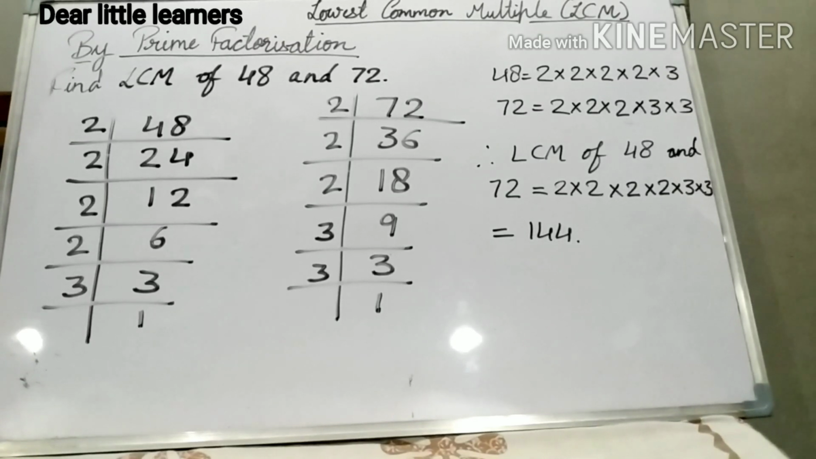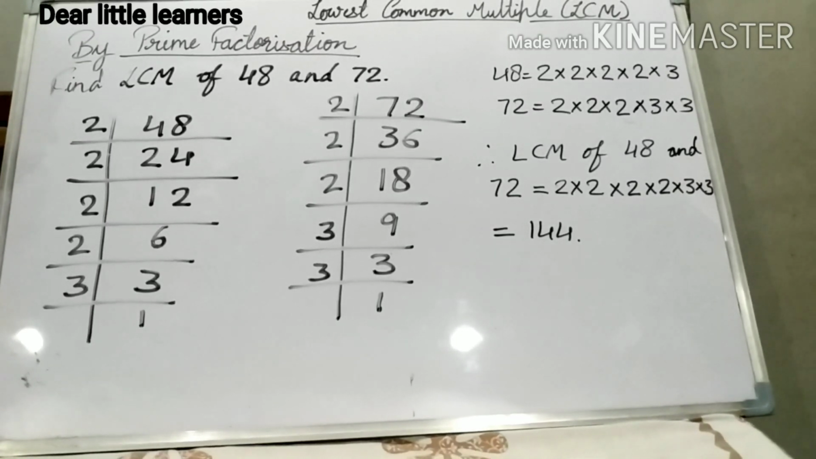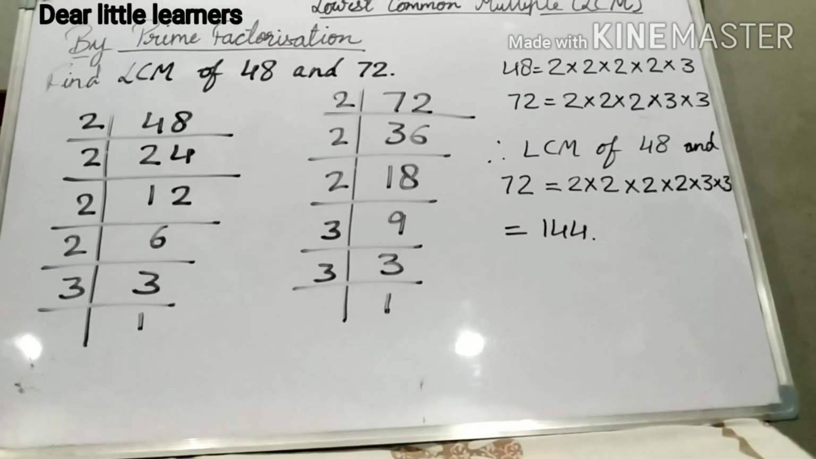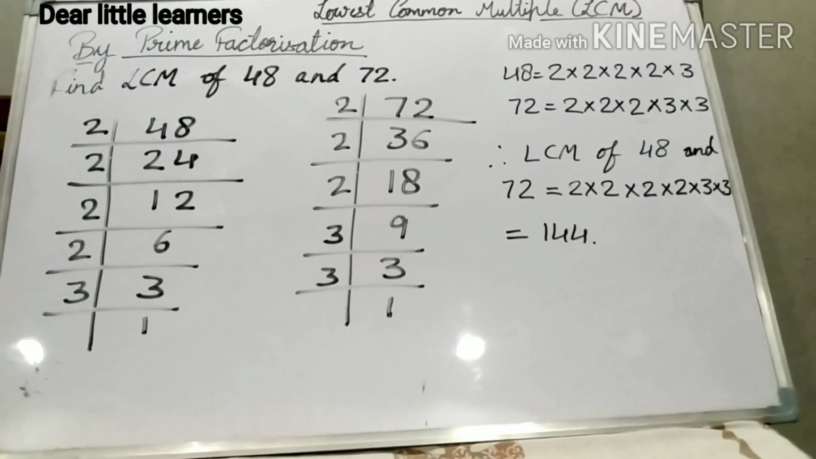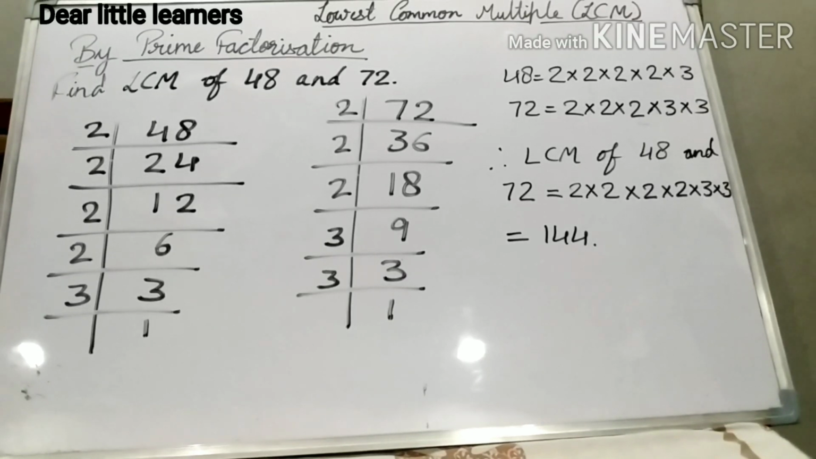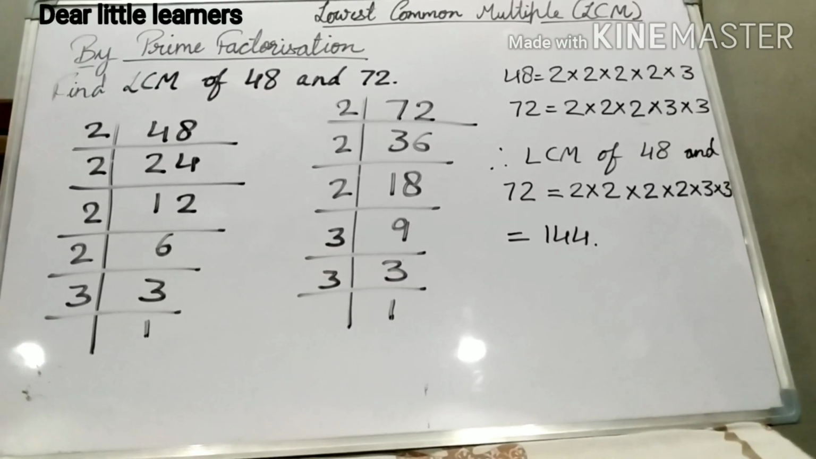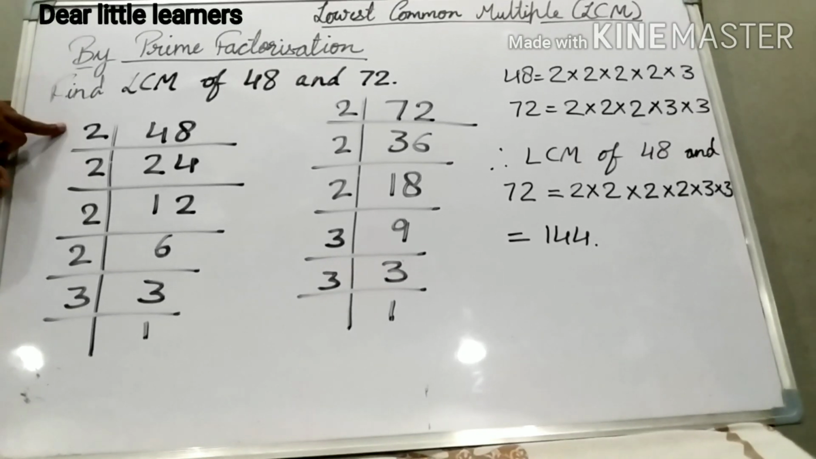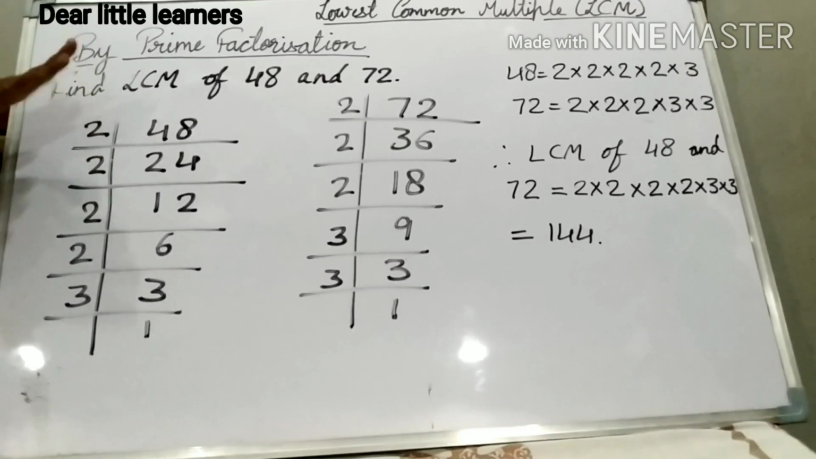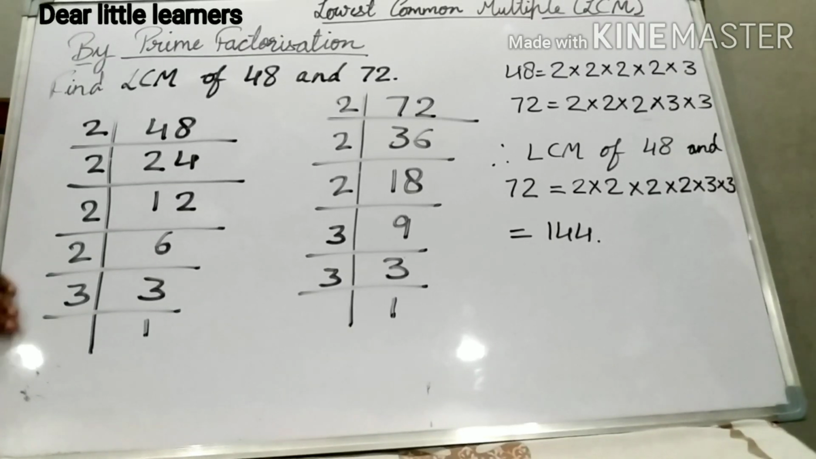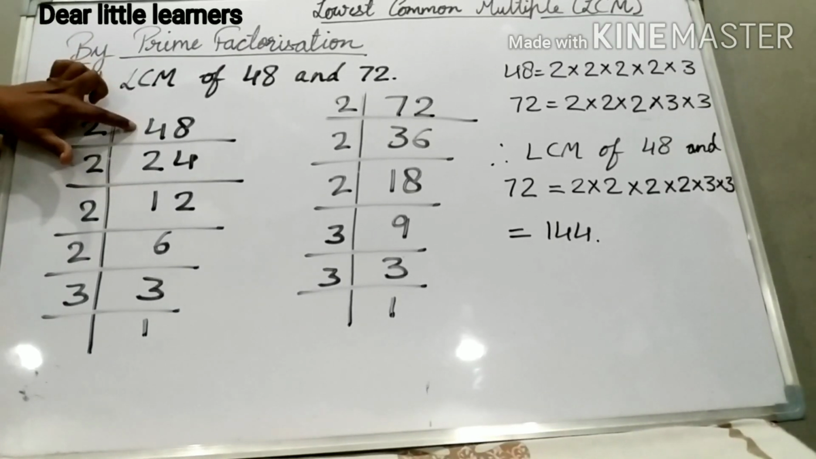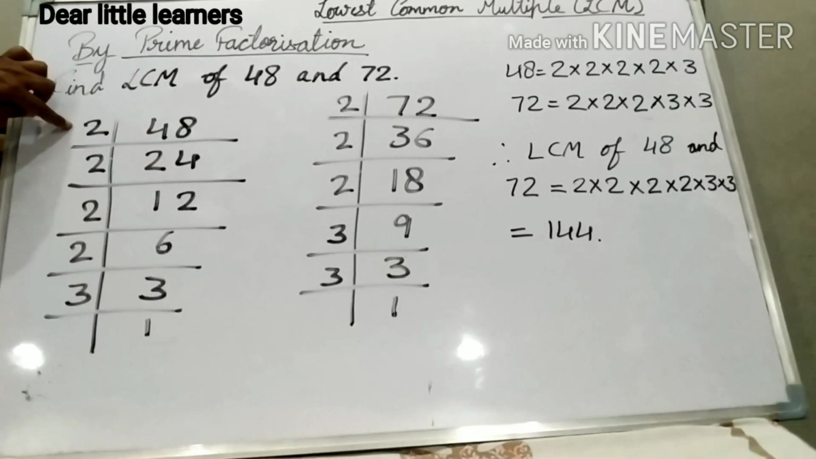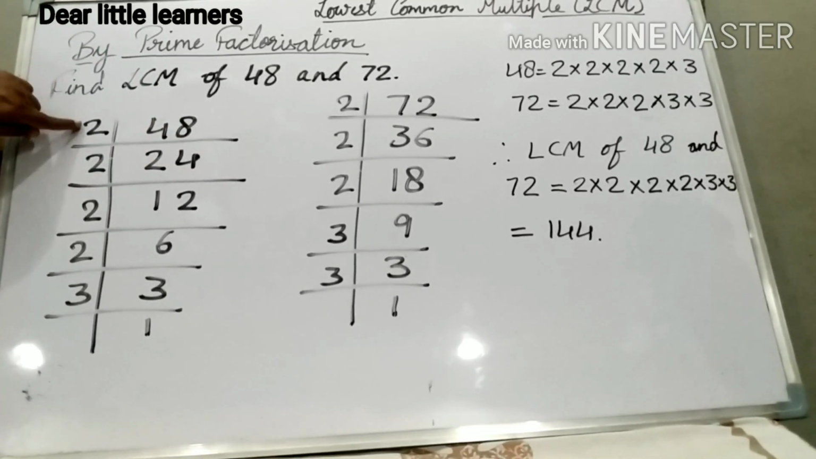Now children, I am telling you how to find out LCM by the prime factorization method. For this I have taken an example to find the LCM of 48 and 72. First we will find the prime factors of 48. This is a method of division only that we are using here. First we have written here 48, and then because it's an even number, it is divisible by 2, so we have written here 2.